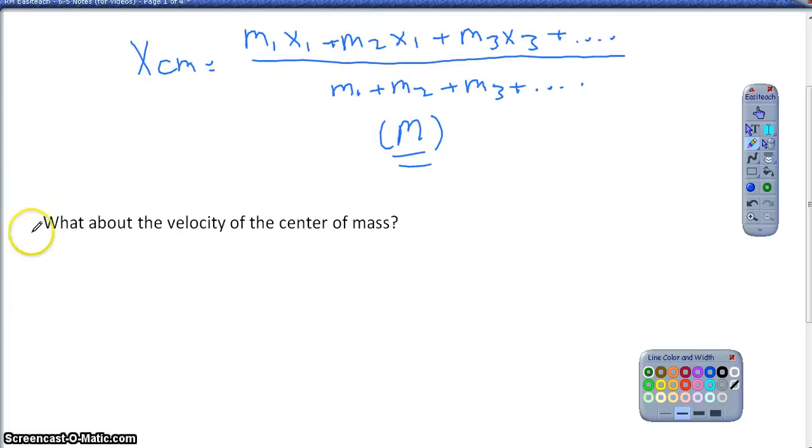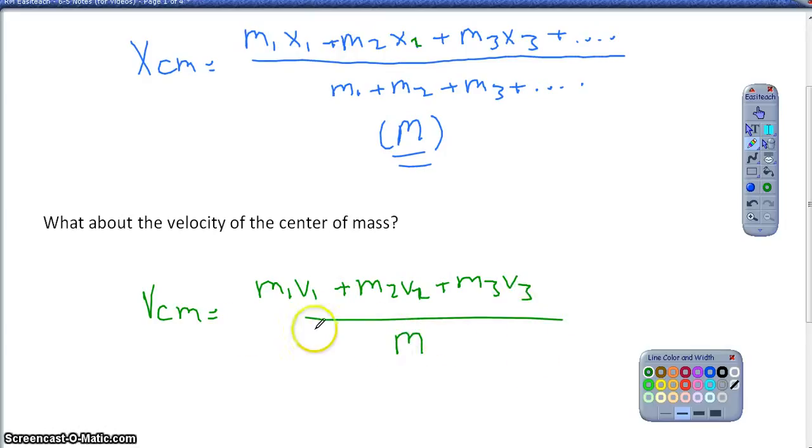So how did we find the velocity of the center of mass? The reason I bring that up is that it's pretty much the exact same calculation. The velocity of the center of mass is mass 1 times its velocity plus mass 2 times its velocity. That should be v2; this should have been x2 up here. And then mass 3 times its velocity, and so on and so forth, divided by the total mass of the system.